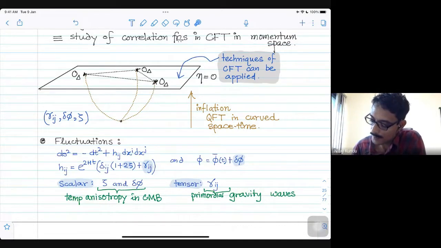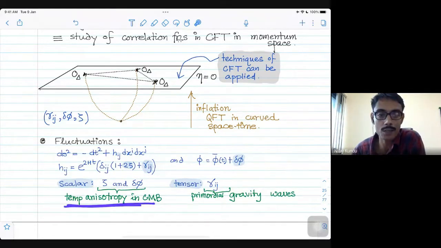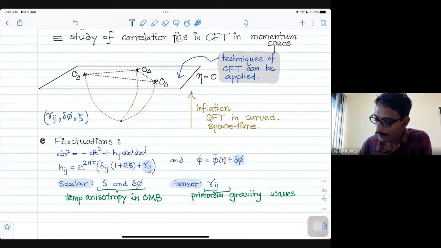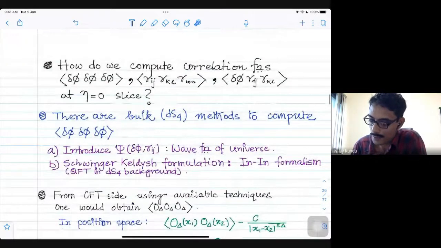So the perturbations were classified into scalar modes and tensor modes. Tensor modes are spin 2 with respect to the SO(3) rotation available in the three-dimensional space, and they are the gamma ij. The zeta is basically the trace part of this gamma ij, which can be seen here. The scalar modes correspond to what we see as temperature anisotropy in the CMB, whereas the tensor perturbations correspond to primordial gravity waves. Now, the next question that we would like to address is how we can compute these correlation functions.